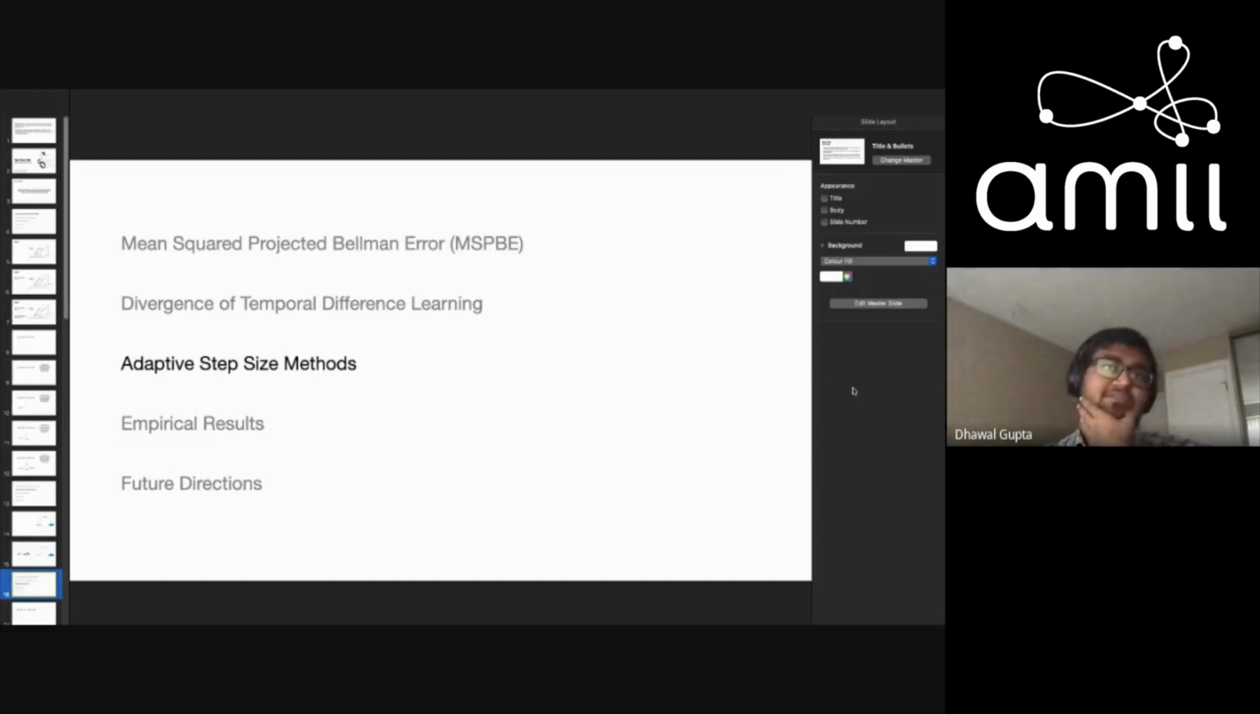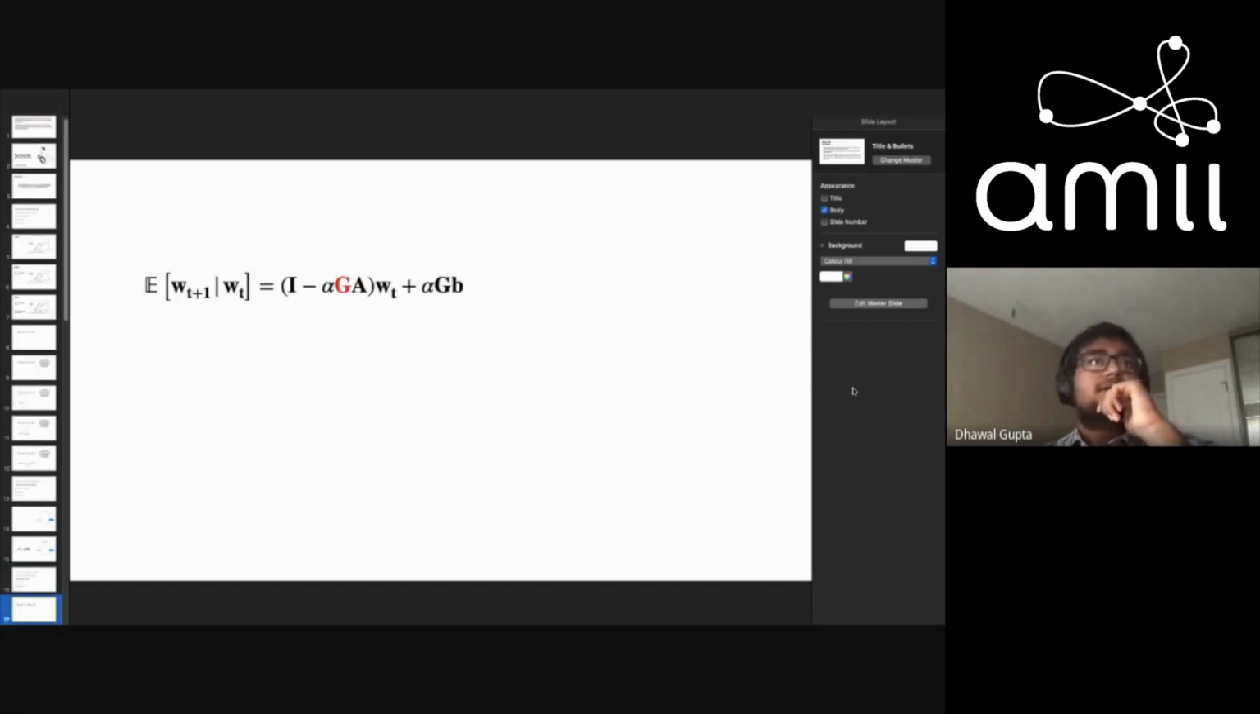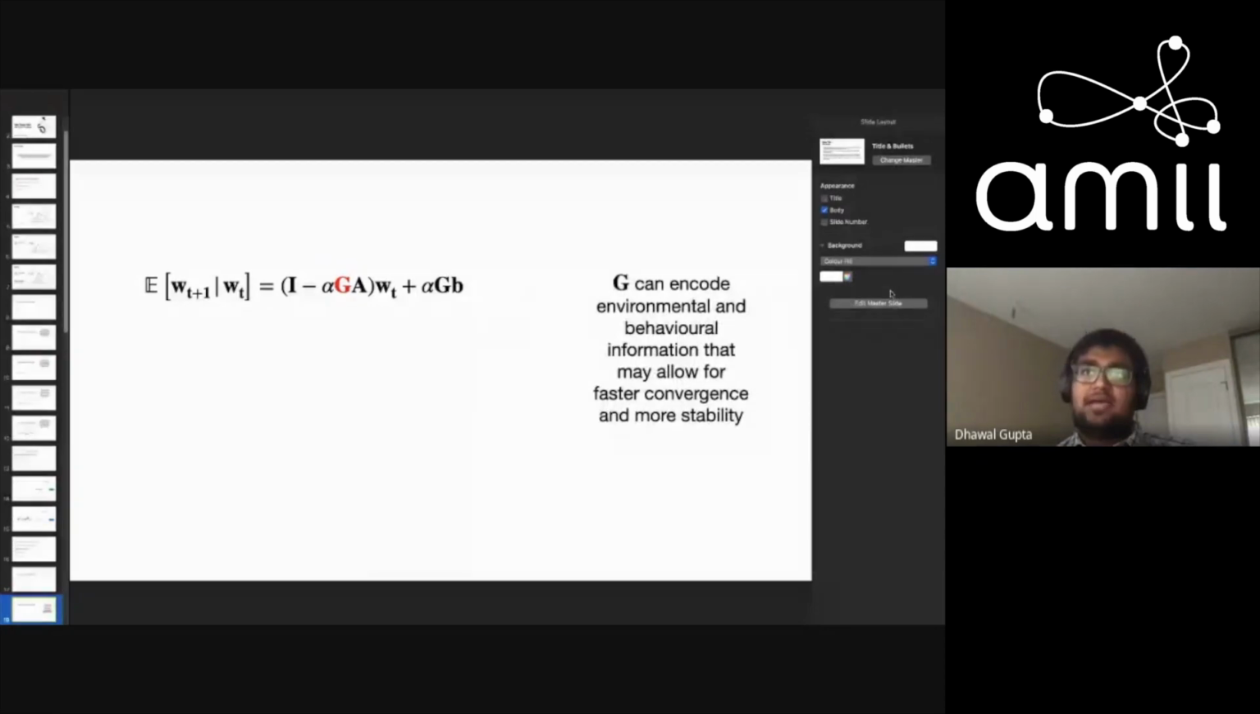So what would an adaptive step size method from, let's say, Adam or RMSProp look like for TD(0)? I would just represent the adaptive step size method with the G matrix here. Normally we add the G matrix in front of the A matrix. The G matrix can encode environmental and behavioral information. In the supervised learning community, it mostly helps with faster convergence and stability of learning. The G matrix can come from Adam, RMSProp, or other methods like AMSGrad and AdaGrad.